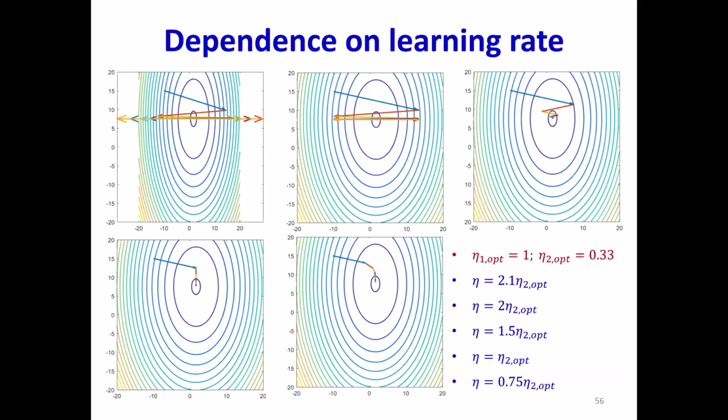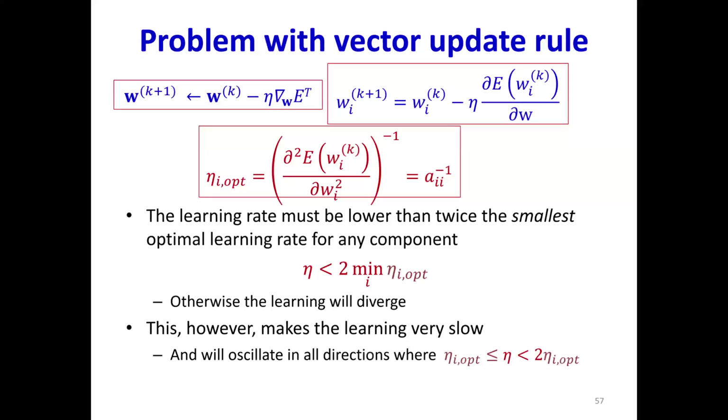Because things become very, very slow, where if I have a function of this kind, where it's very steep in this direction and very shallow in this direction, making sure that I converge in this direction results in essentially no movement at all along the y direction. So you have this behavior where you want the step size to be less than twice the smallest optimal step size, and this makes the learning very, very slow, right?